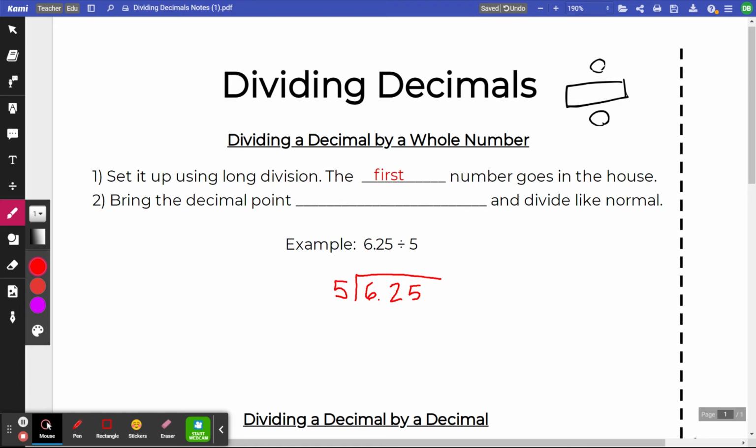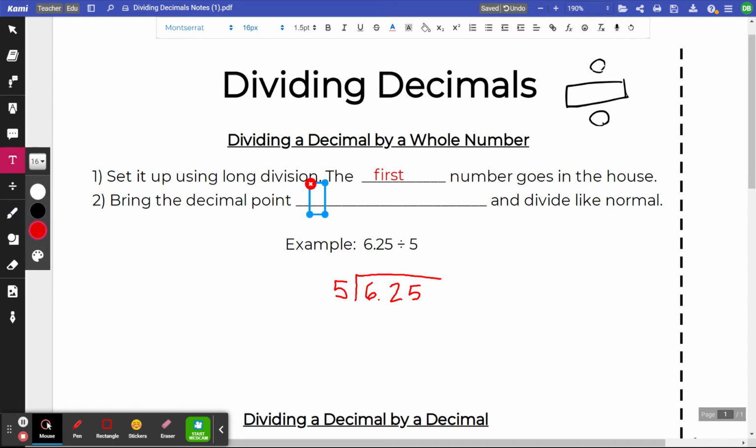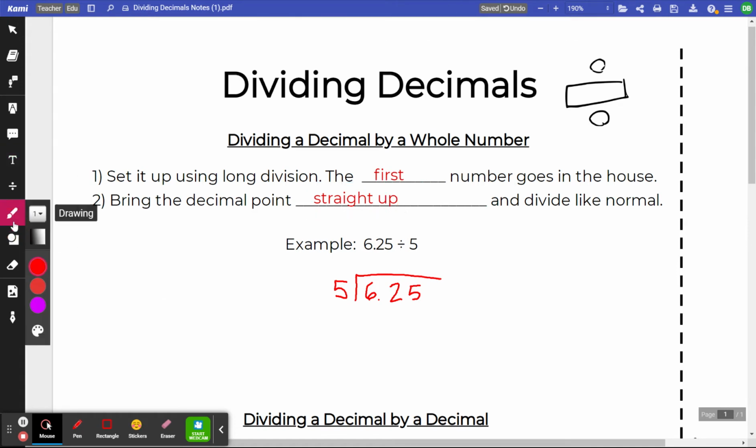That is super important. I see a lot of people do it backwards, and then that just messes up their whole problem. Once you set it up, you're pretty much good to go. All you have to do is bring the decimal point straight up and divide like normal. So I'm going to take my decimal point, go straight up so it's in my answer, and then I'm just going to divide. So 5 goes into 6 one time.